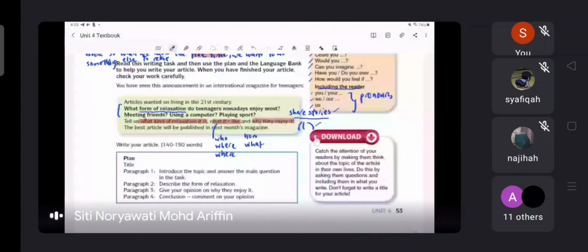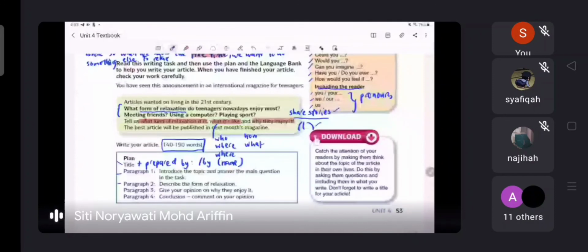Okay, and then mari kita tengok plan dia. Okay, write your articles in 140 to 190 words. Plan dia kata, and I will add one more is prepared by, ataupun by lah. Then you write name. Okay, first paragraph you introduce the topic and answer the main question. So pilih lah waktu tu. First paragraph you talk about the form of relaxation that teenagers today enjoy most is meeting friends. Pilih satu, the first paragraph.